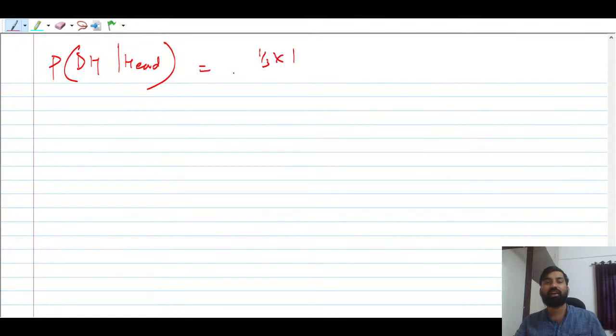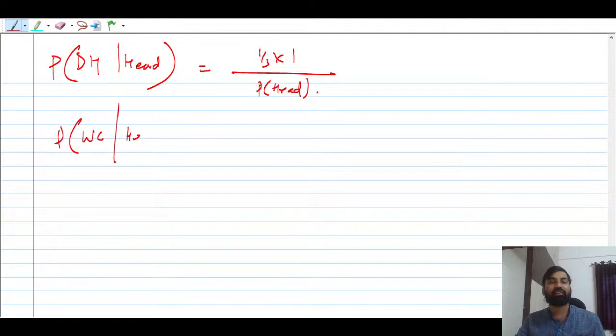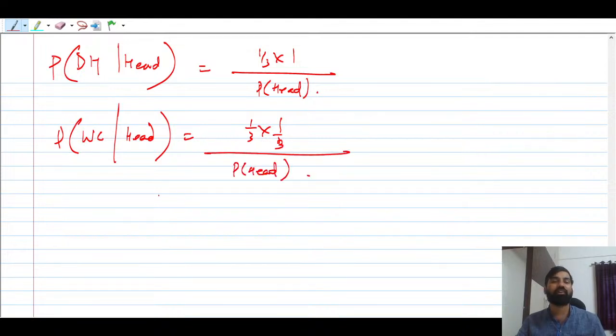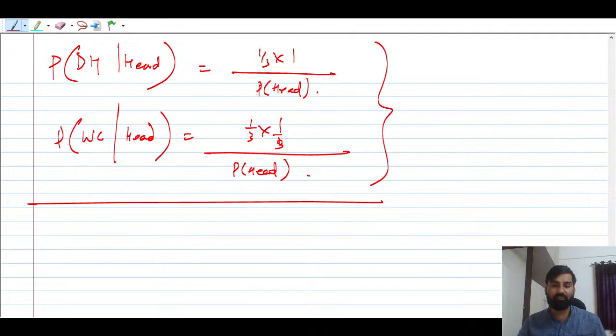1/3 into 1, and below that, what will remain is the total probability. Suppose they are saying that the weighted coin was selected, okay, and head appears. Then at the top it becomes 1/3 into 1/3, and then the total will be the same, whatever calculation. You see, there are 3 questions we have done. You can take 3 questions from a single question, right? So I hope this makes sense to you.